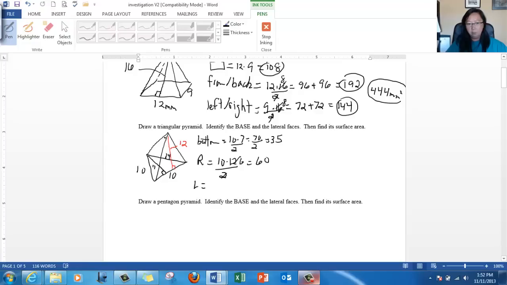Let's do the left face. The left face is over here. Touch this left face, 10. It's also 12, so it's the same, 60.